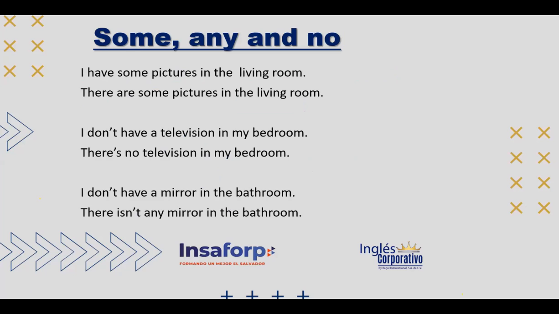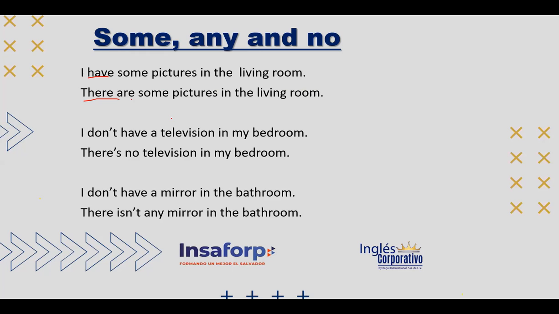Okay. We can also use some, any, and no para decir los objetos que tenemos. Look at this. I have these two options. I have some pictures in the living room. Tengo algunas imágenes en la sala. There are some pictures in the living room. En lugar del verbo have, yo puedo utilizar there are. I have some pictures in the living room. There are some pictures in the living room.